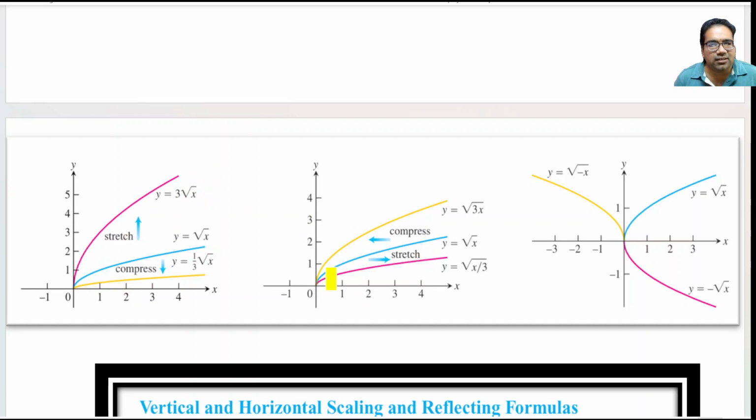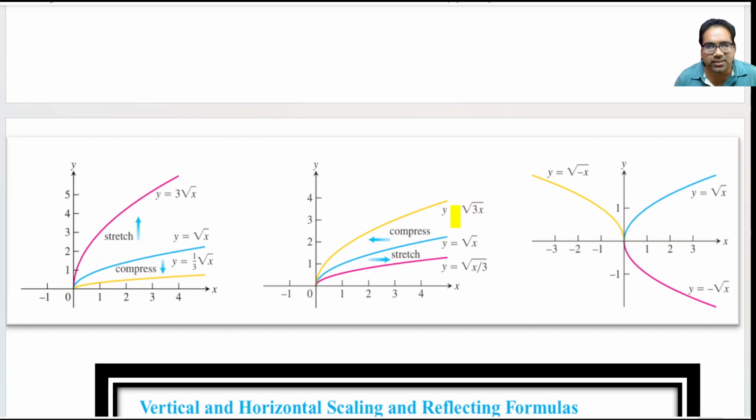Now similarly, let's take another case. y is equal to root x. Here we are replacing x with 3x. f of x versus f of cx. Now c is greater than 1 or less than 1. We are replacing x with some constant into x. Earlier we were multiplying the function; here x we are replacing with some constant into x. Now what will happen if x is replaced with 3x?